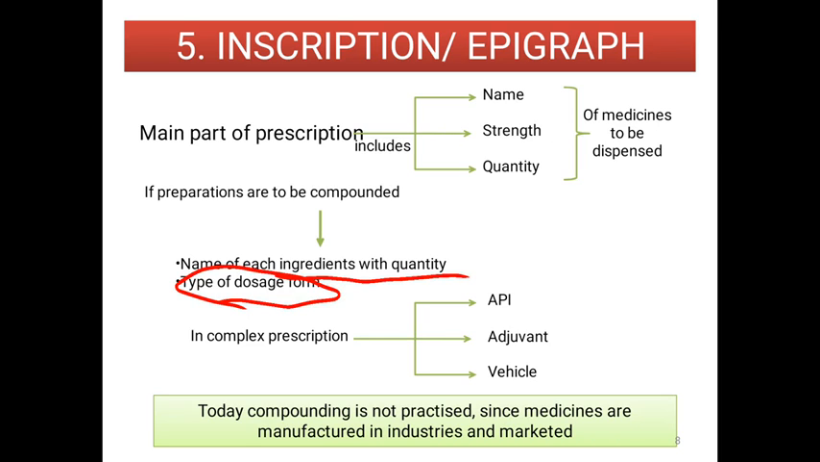Then in complex prescription, API, that is active pharmaceutical ingredient, that is our main active ingredient, then adjuvant, that is excipients, then vehicles should be written correctly. Today we are not practicing compounding. Nowadays all the medicines are manufactured in industries and marketed in the pharmacy. Now we are not compounding any products in the pharmacy. All the medicines are manufactured in the industries and only marketed in the pharmacy.